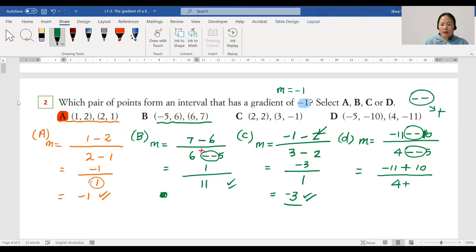Plus 5, excellent. Good. So tie this one up for me. What's happening on the top? -11 plus 10. What does that mean? -1, good girl. And a 4 plus 5? 9, good. So answer for this question, well done, Alia. A gradient of -1, and only A gives a -1 here.